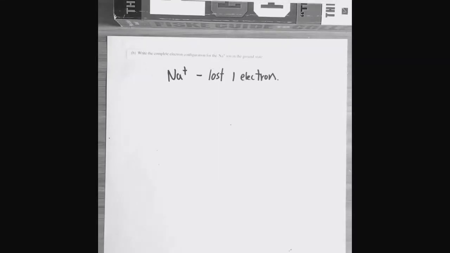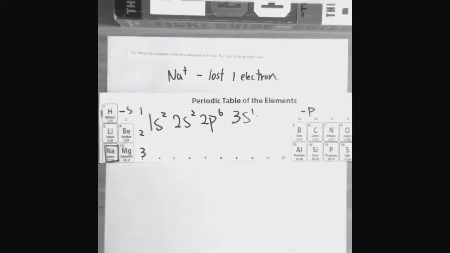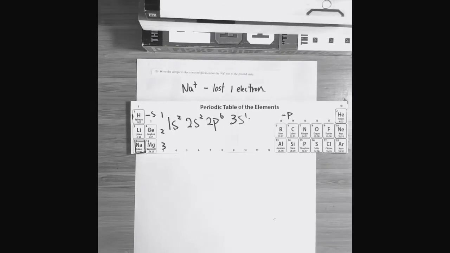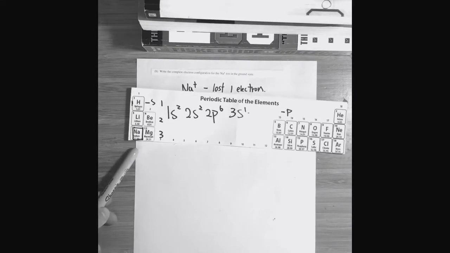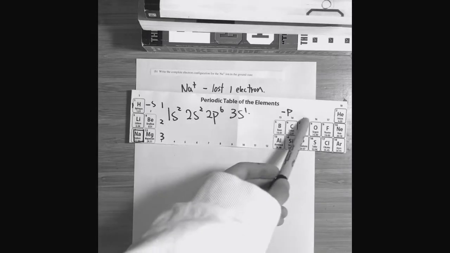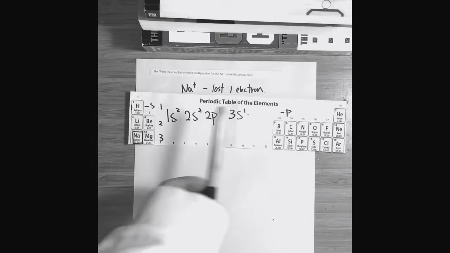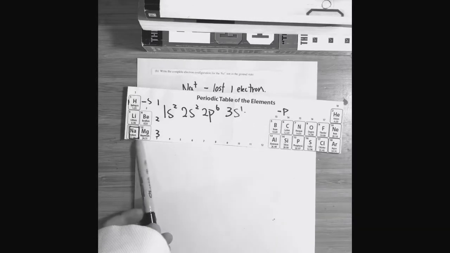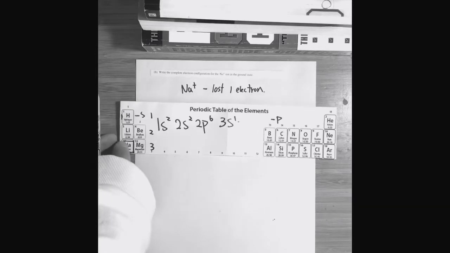So part B: write the complete electron configuration for the Na plus ion in the ground state. First, we need to know what the Na plus ion is. Na plus ion is Na that lost 1 electron. So first, we get the periodic table, which is here. As we can see, Na is right here. And then we get the electron configuration of Na, which is 1s2, 2s2, 2p6, and then 3s1. That's the electron configuration of Na.